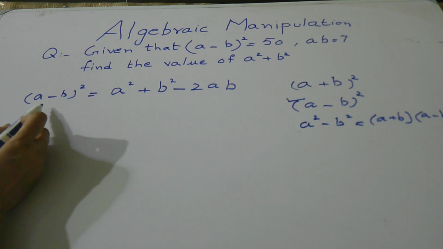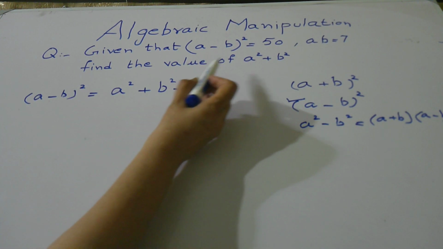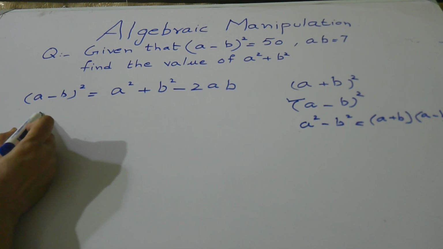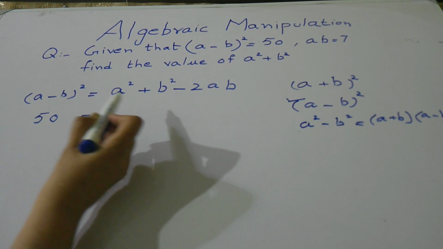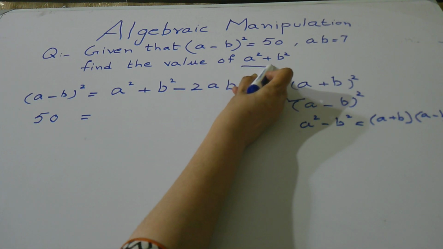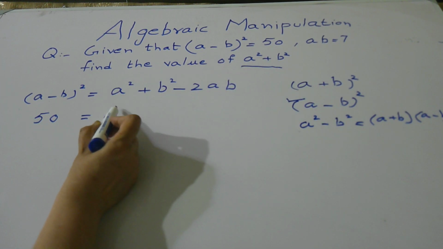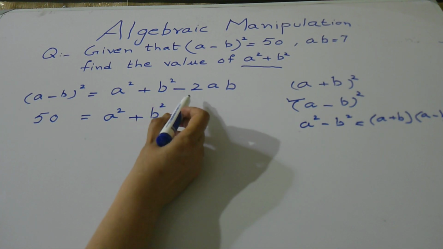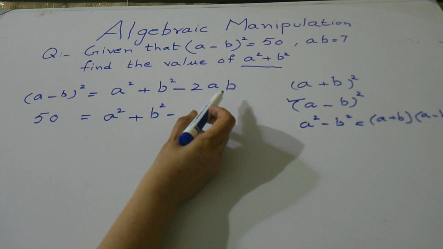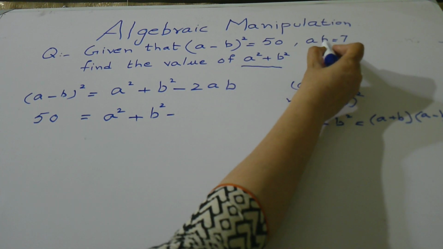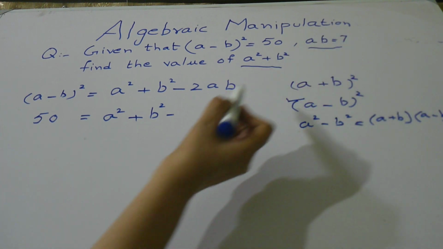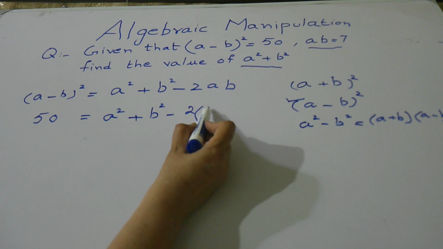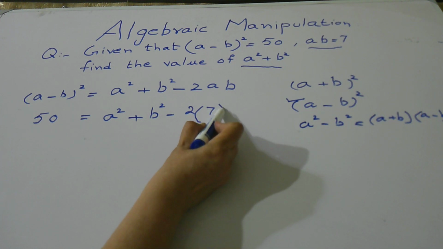The value of (a − b)² is given in the question. So instead of (a − b)² you will write 50, and you have to find the value of a² + b². So a² + b² minus 2ab means 2 multiplied by ab, but the value of ab is given, which is equal to 7. Instead of ab you will write 7.